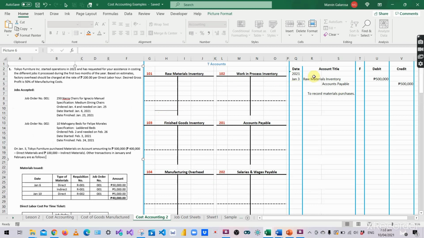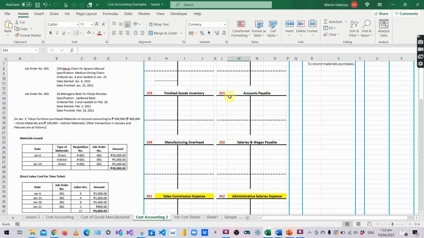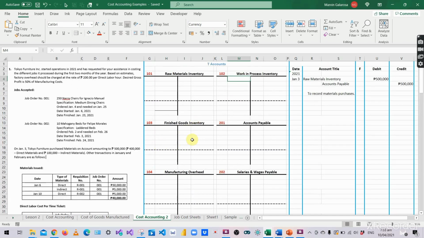So, this time, mababawasan yung iyong raw materials inventory. Since mababawasan siya, ang record niya is on the credit side. Ano naman yung debit mo? Yun naman is yung work in process inventory. So, mag-charge ka na ng materials to production. Debited siya for direct materials. What about yung indirect materials na 5,000? Mapupunta naman siya sa factory overhead or manufacturing overhead.